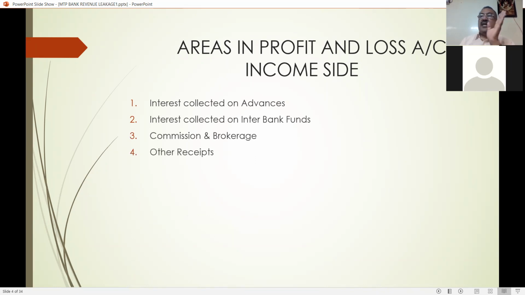What are the other receipts? That is there in the P&L account credit side. Profit or loss on the exchange transactions.